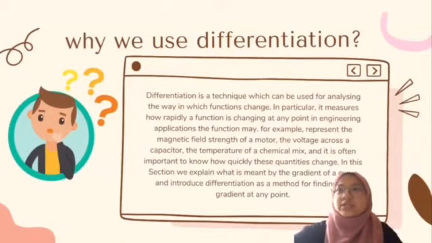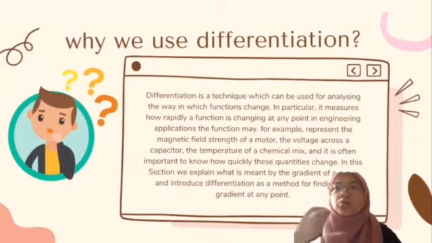Why do we use differentiation? Differentiation is a technique which can be used for analyzing the way in which functions change. In particular, it measures how rapidly a function is changing at any point. In engineering applications, the function may, for example, represent the magnetic field strength of a motor, the voltage across a capacitor, or the temperature of a chemical mix, and it is often important to know how quickly these quantities change. In this section, we explain what is meant by the gradient of a curve and introduce differentiation as a method for finding the gradient at any point.